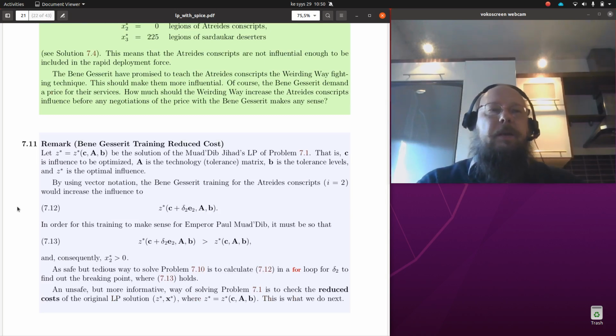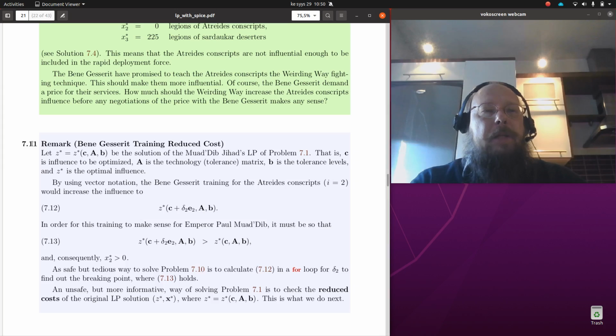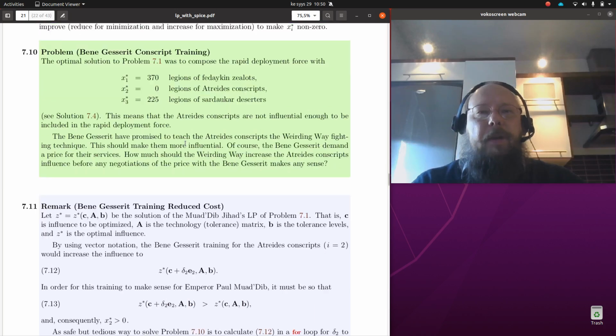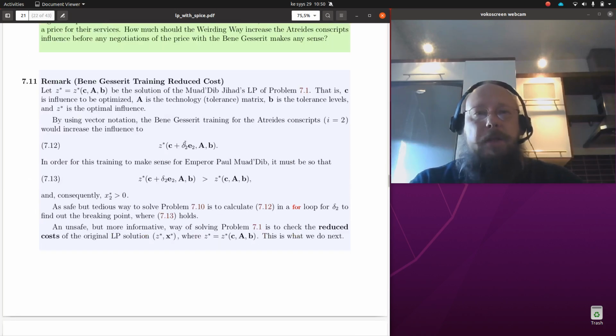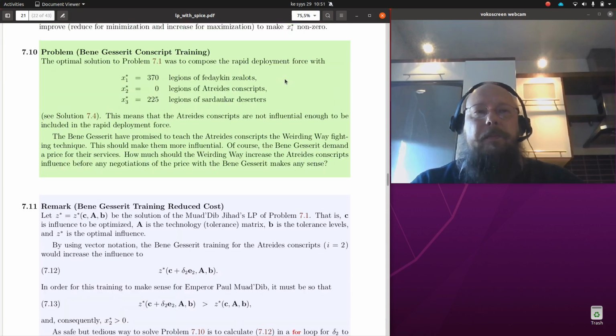And here this is the remark 7.11, Bene Gesserit training reduced cost. So let us start without the concept of reduced cost. Let us have this Z star, the optimal solution of the Muad'Dib Jihad problem. These are the x's related to it, and then this Z is the influence related to this optimal solution. So Z star is C transpose times X star, of course.